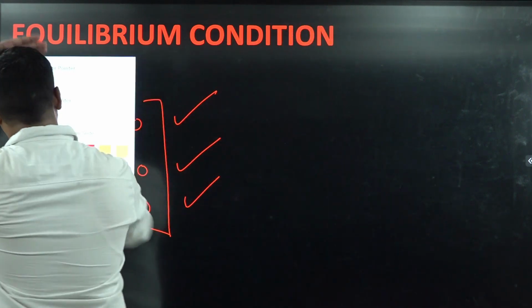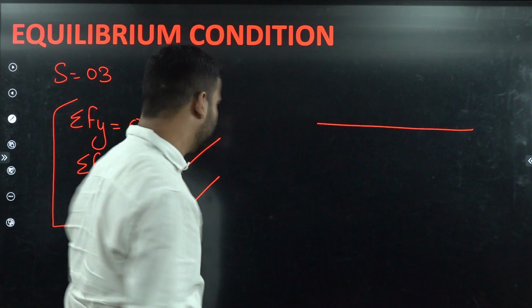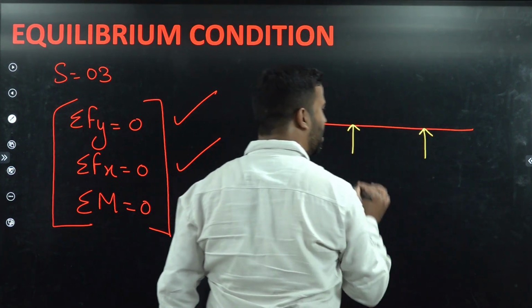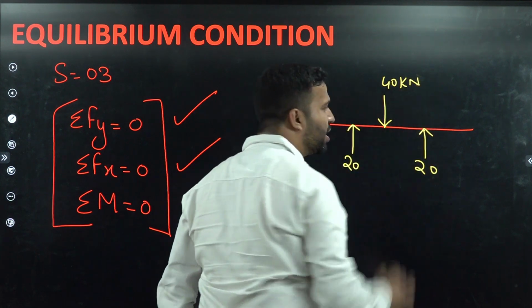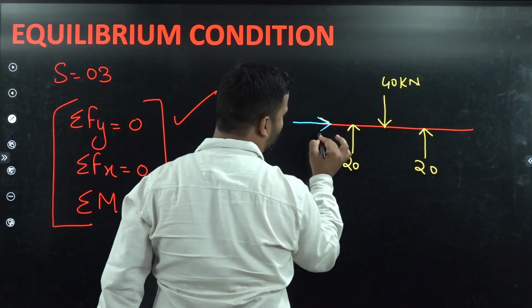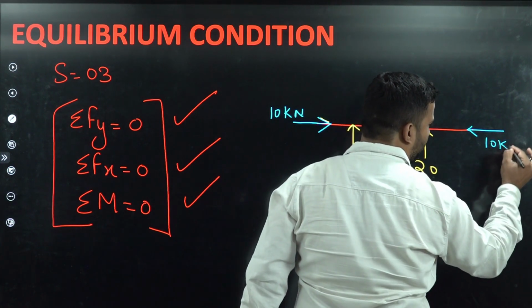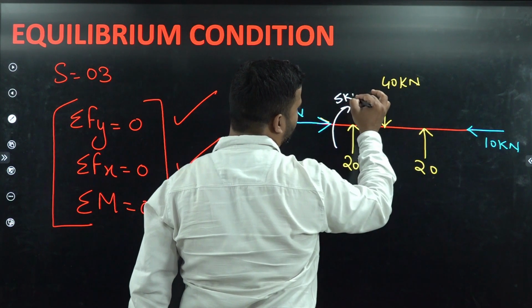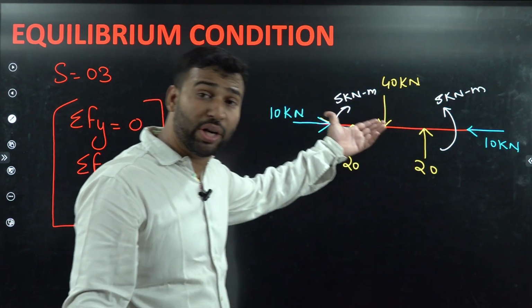Let us suppose, students, we have a beam here. Now we have reactions here, which are 20 and 20 kilonewton. We will have a loading here which is 40 kilonewton. Okay, just see here, we will have a horizontal force. I will make the horizontal force in another color. Let us suppose this is a horizontal force of 10 kilonewton, and this is a force of 10 kilonewton. Let us suppose there exists one moment of 5 kilonewton meter, and similarly an anti-clockwise moment of 5 kilonewton meter will exist here. Now we have to find whether this body is in equilibrium or not.